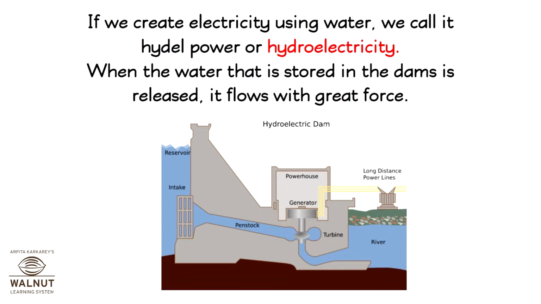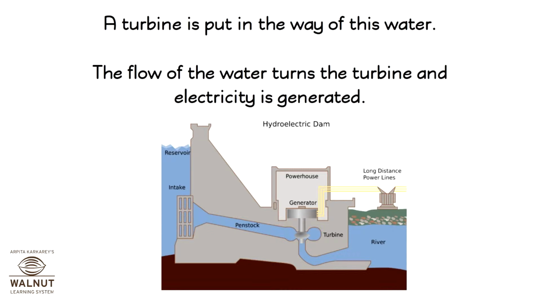If we create electricity using water, we call it hydel power or hydroelectricity. When the water that is stored in the dams is released, it flows with great force. A turbine is put in the way of this water. The flow of the water turns the turbine and electricity is generated.